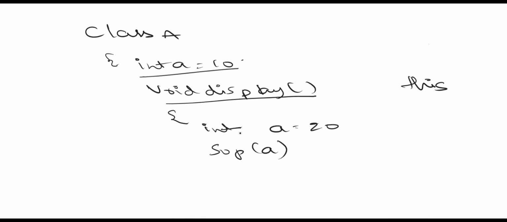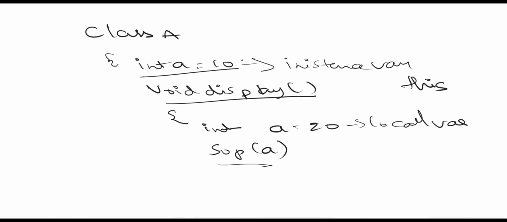Inside the method we have written int a equals 20, SOP a. Here we have given 10; this is called an instance variable. This one, inside the method, is called a local variable. So what does this print, a equal to 20 or a equal to 10? It prints a equal to 20, because first it gives preference to local variables over instance variables.